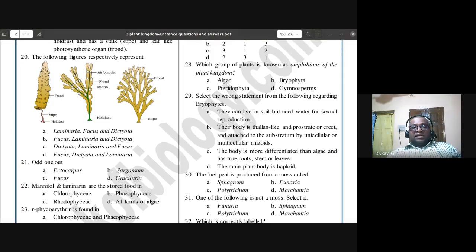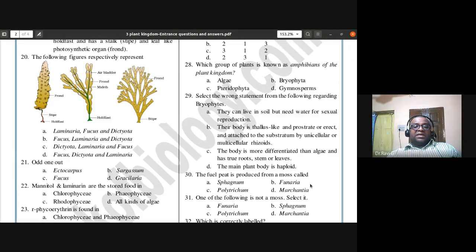The wrong statement is that they have true roots, stem, or leaves; they do not. So C is the wrong statement. The fuel peat is produced from a moss called Sphagnum, Funaria, Polytrichum, or Marchantia? From which moss is it produced? The peat is produced from a moss called Sphagnum. So 30th, A is the right answer.